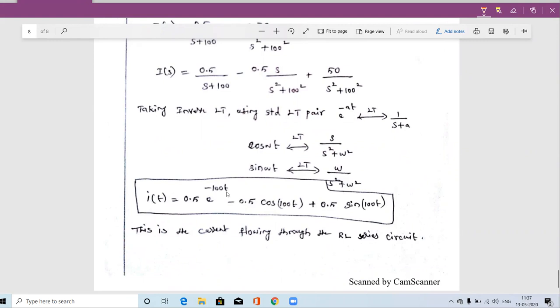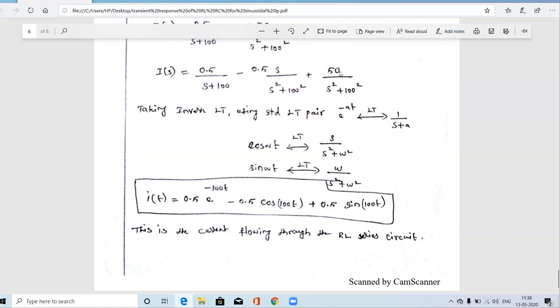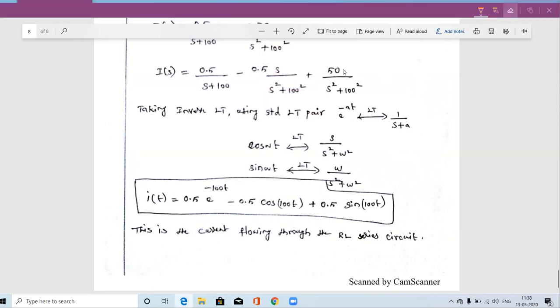e power minus 100t, correct? So minus 0.5. What is the inverse Laplace transform of this one? Cos omega t. And what is the inverse Laplace transform of this one? Here in this term, we want 100 in numerator, but 50 is there. So we have to multiply 2 and divide by 2. Okay, so here, in this one, you just multiply by 2 and divide by 2. If we do that, the value does not change. So 50 into 2 is 100.